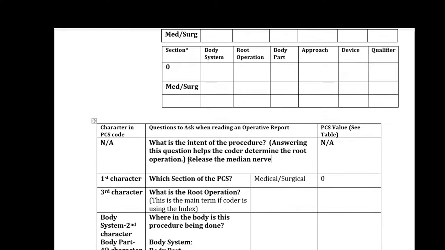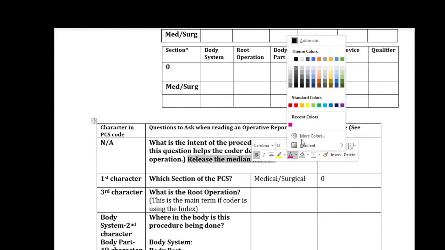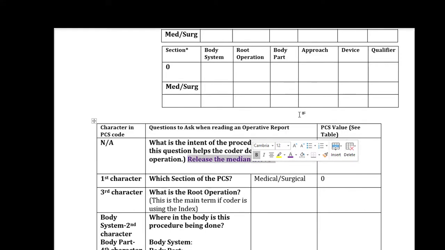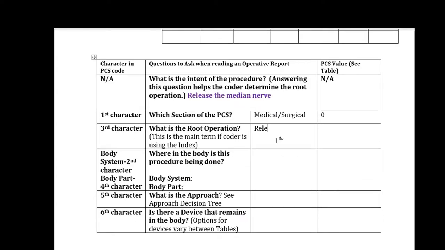First, this is your intent. Release the median nerve. I'm going to put that in purple so it stands out. Which section we've already talked about is going to be the med-surg section. What is the root operation? We've talked about that. It is release.